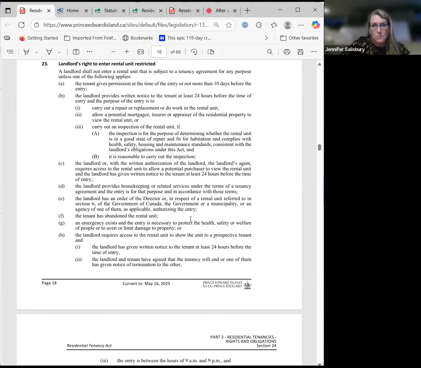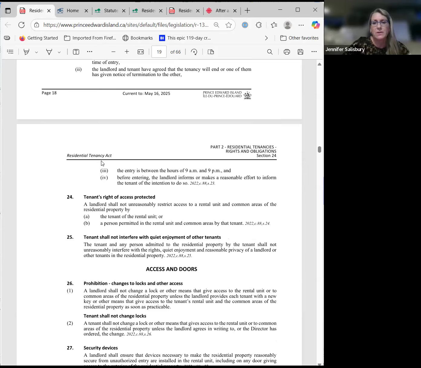If the tenant has abandoned the rental unit, you've got to give proper notice and go in. If an emergency exists and entry is necessary to protect the health, safety, and welfare of people or to avert or limit property damage, you go right in, right? I tell people if you're calling 911, I'm coming in. Like that's the way it is. Landlord requires access to the rental unit to show a prospective tenant. These are all pretty reasonable and pretty standard.